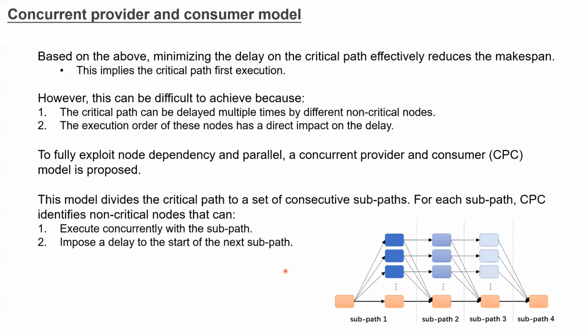So to fully exploit node dependency and parallelism, we propose the concurrent provider and consumer model. Essentially, this model divides the critical path into a set of subpaths. And for each subpath, the CPC model identifies the non-critical nodes that can execute concurrently with the current subpath, as well as impose a direct delay to the start of the next subpath.